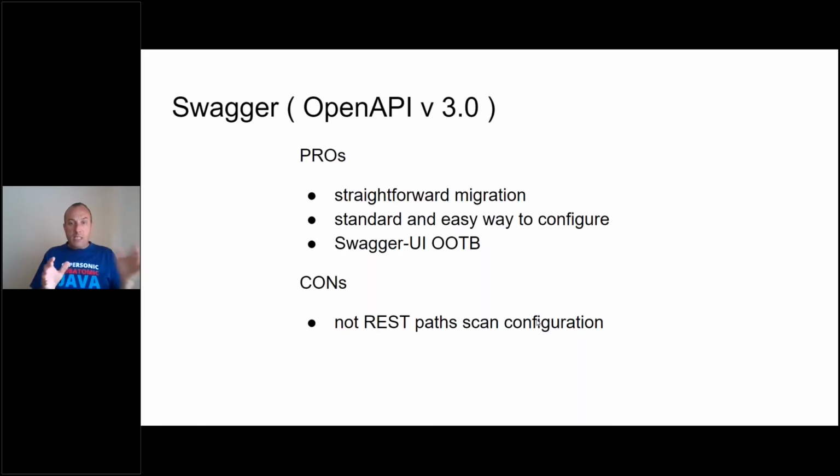The only thing that I didn't find how to do in Quarkus is that I cannot configure which REST paths are to be scanned. With Spring, I could define a package or a list of packages to be scanned, so I could hide some REST endpoints. I didn't find a way to do the same with Quarkus.